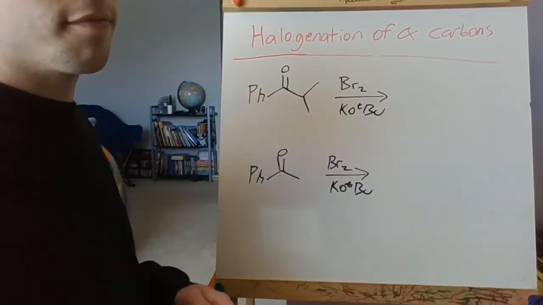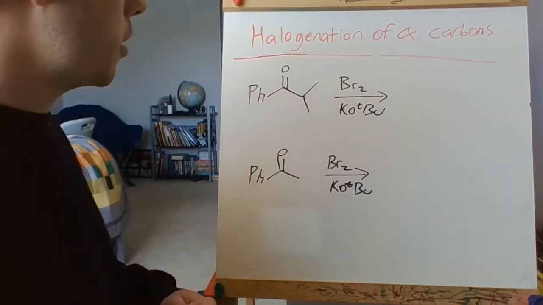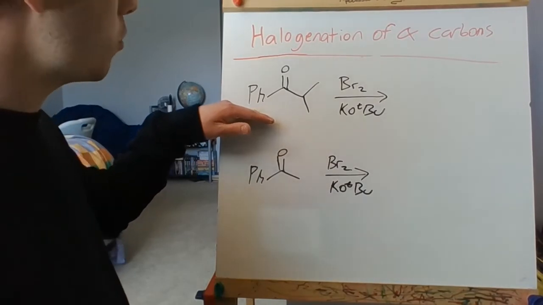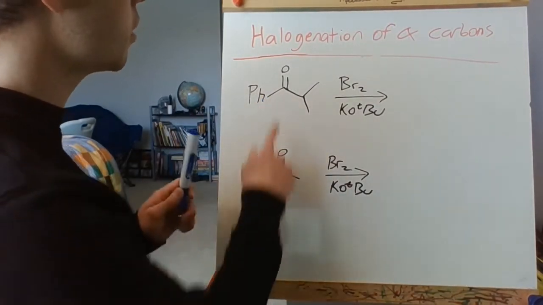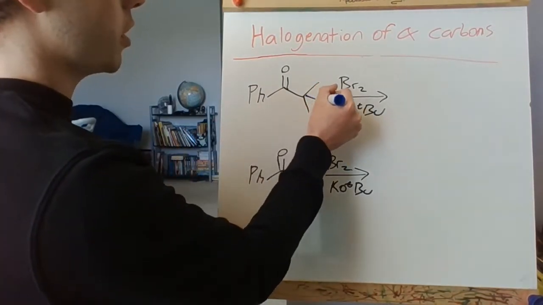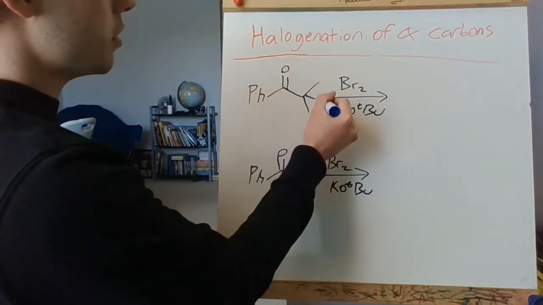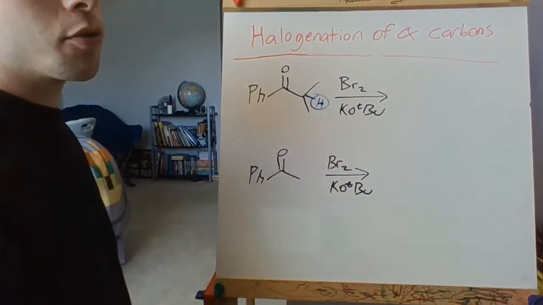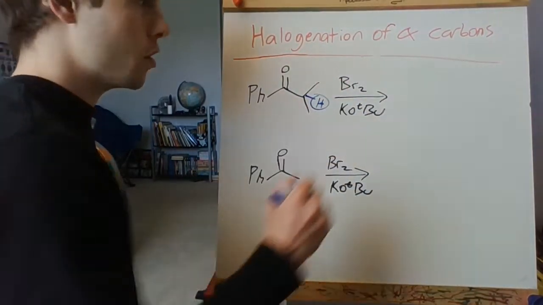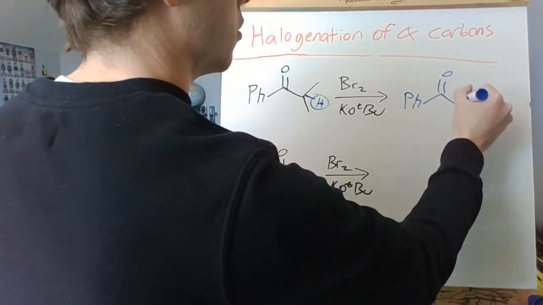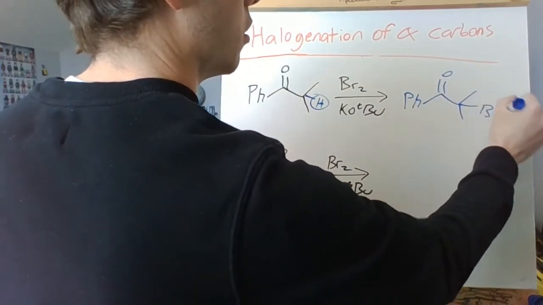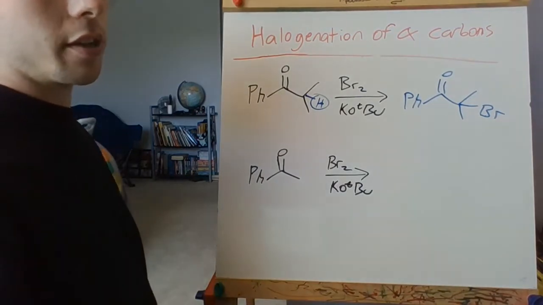So in the earlier example, I drew this molecule up here. We look at the alpha carbons. This alpha carbon doesn't have any hydrogens, and this alpha carbon only has one hydrogen. And so this one hydrogen gets replaced with our halogen that we are using, to give us a product that looks like this.